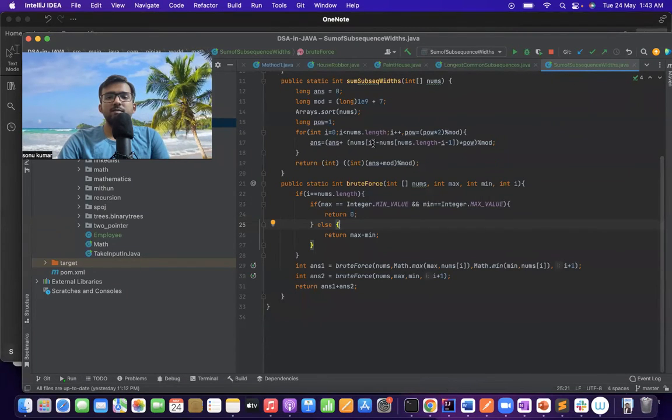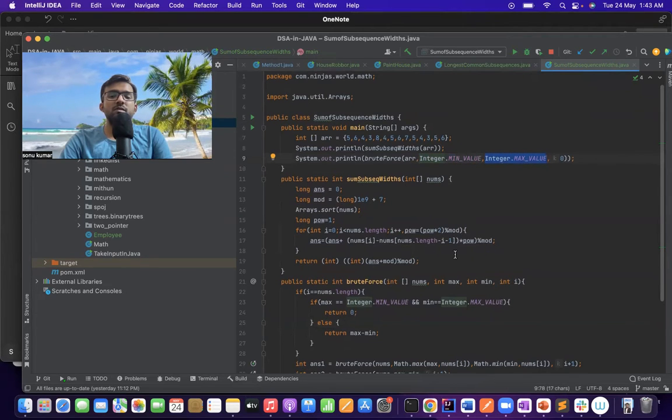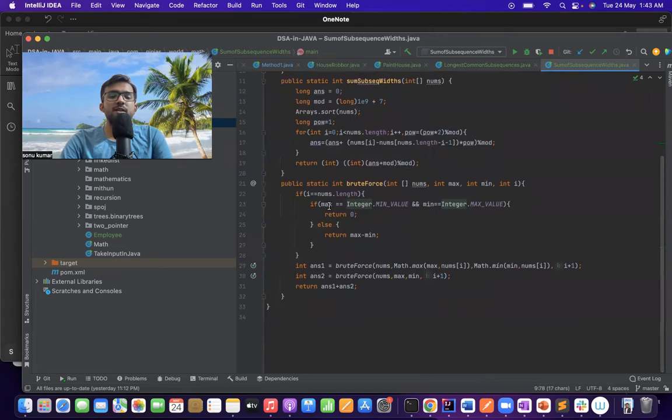Actually, we are passing the max as minus infinity, the minimum value for a particular language, and the min as plus infinity. So these will not be updated. I'm just checking whether my max and min are still the same as what we passed earlier. If it is the same, we don't have to do anything, we just return 0.